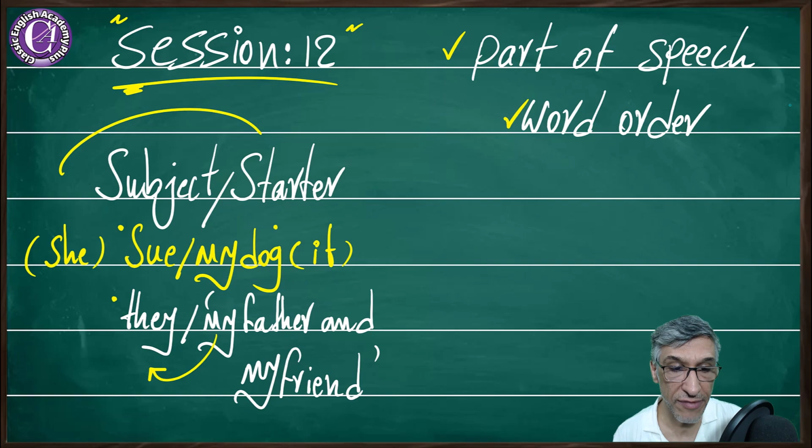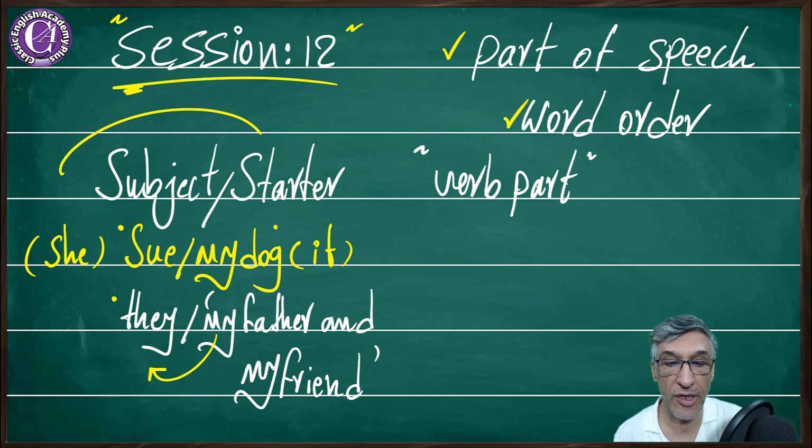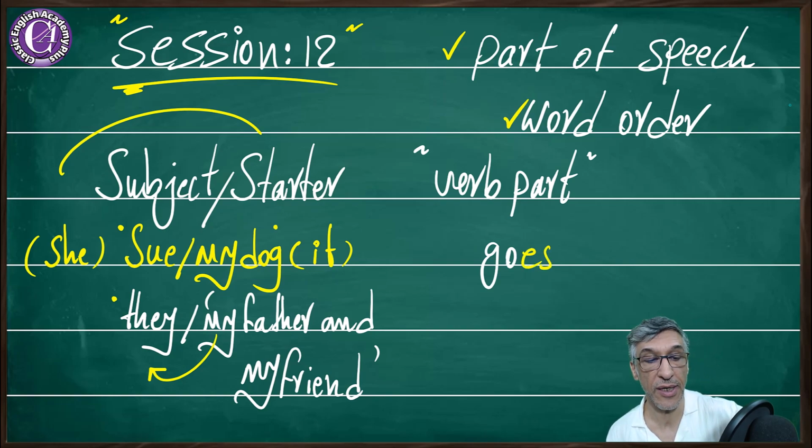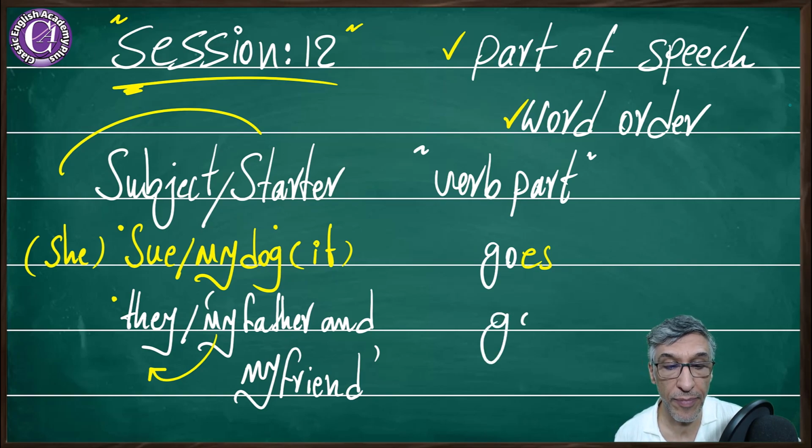We have the verb part, I am sure that you remember. And with the verb part, we started the matter of conjugating. We separate the verbs, for instance, my dog goes, with es. I'm sure that you remember. Okay, what about this part? My father and my friend, or they, we must use go, of course, here.